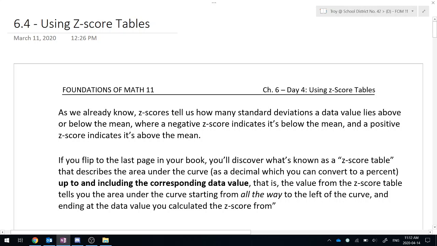Hello everybody. So today we're going to take a look at section 6.4, which continues our look at the z-score that we saw in the last chapter, 6.3.